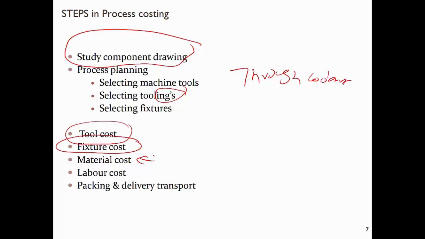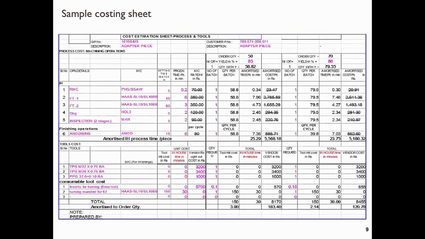Predominantly, you should add the labor cost, and finally packing, transport and delivery to the customer. If the customer is in your city, whether it is Bhubaneshwar, Delhi, Bangalore or Chennai, the cost varies, and you have to add that cost actually. That's the reason people always prefer the local vendor. This is typically one sample costing sheet.